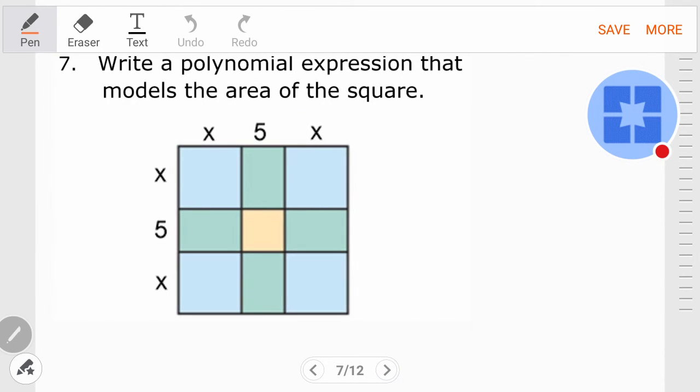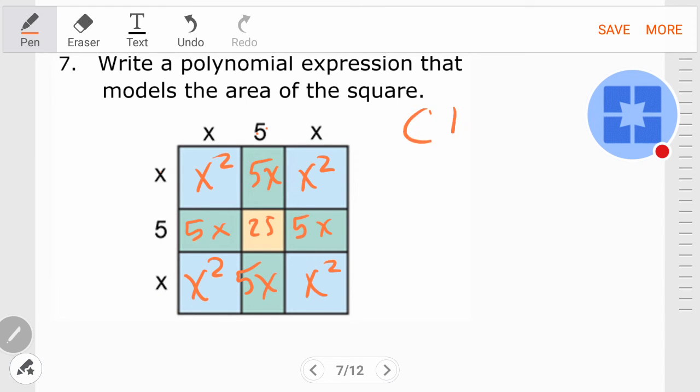All right, let's take a look at number 7 on this page. It says, write a polynomial expression that models the area of the square. So x times x, x squared. 5 times x is 5x. x times x is x squared. 5 times x, 5x. 5 times 5, 25. 5 times x is 5x. x times x, x squared. 5x. And x squared again.